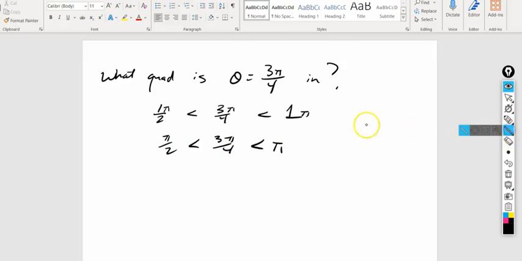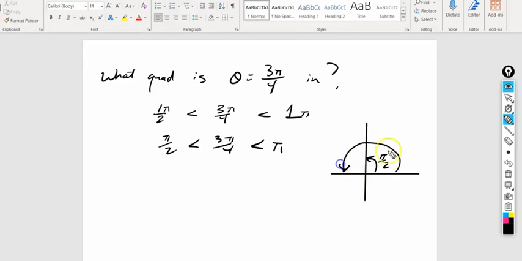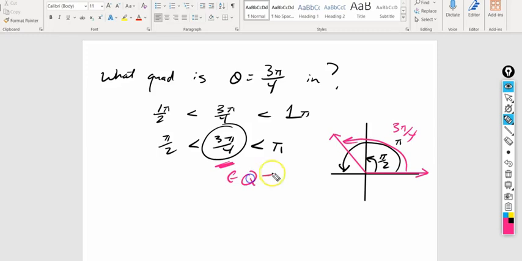So here's my angle pi over 2. And then here's my angle pi. So this is going to be between pi over 2 and pi. So this is going to be in standard position. It's going to be over in this quadrant. And so that's going to belong to quadrant 2.